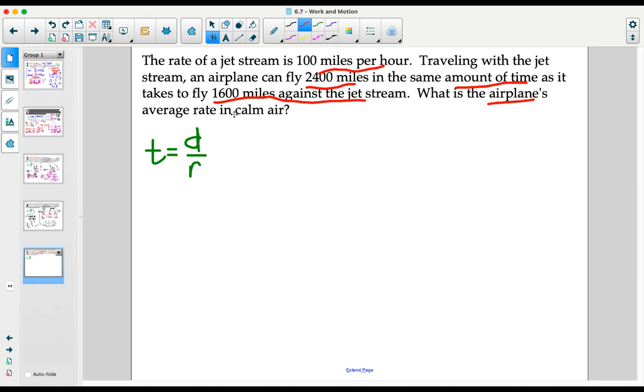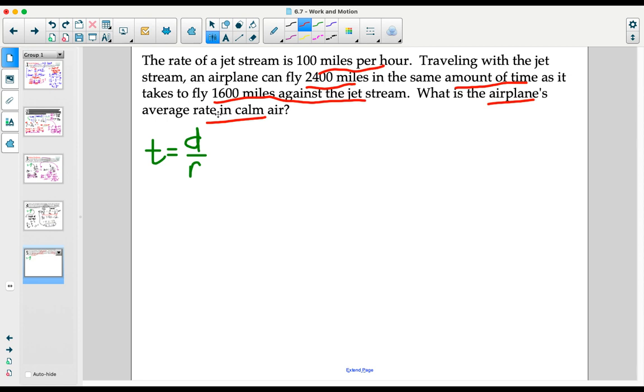The airplane's rate in calm air is an indication of how fast it would be going if there was no jet stream at all. So we're going to be looking at its regular, you can think of it as its base speed. When it flies with the jet stream, you can think of the jet stream as a support. And when it's flying against the jet stream, you can think of it as a deterrent, actually slowing the plane down.